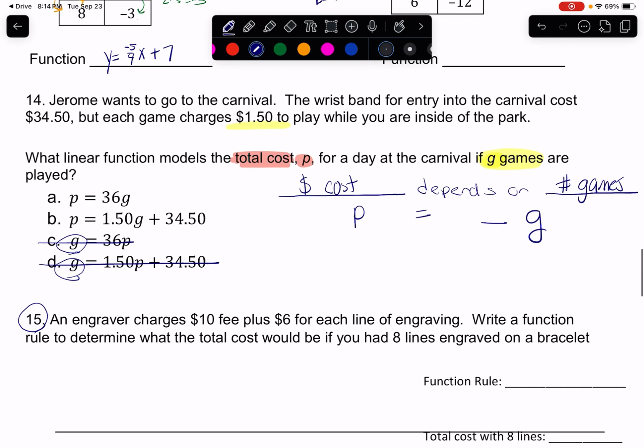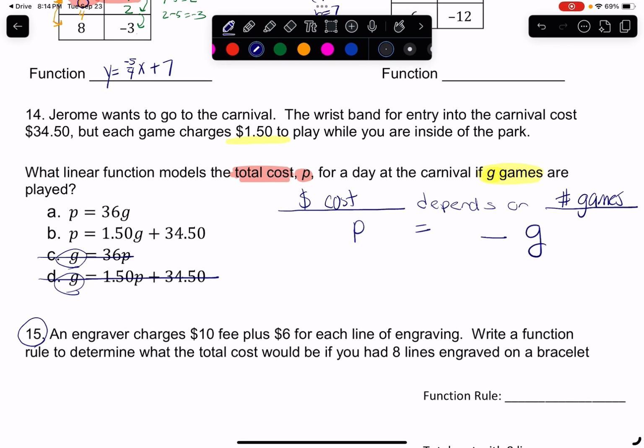Okay, so let's see. If that's true, what are our options? All right, let's look and see. How many times am I going to pay this $34.50? Do I pay that every game that I play, or do I pay it one time? That's right, we pay this one time. So we pay this $34.50 one time. And then if I want to play additional games, I'm going to add $1.50 for each game that I play. That's where the G comes in, so I'm going to put the G next to the $1.50.